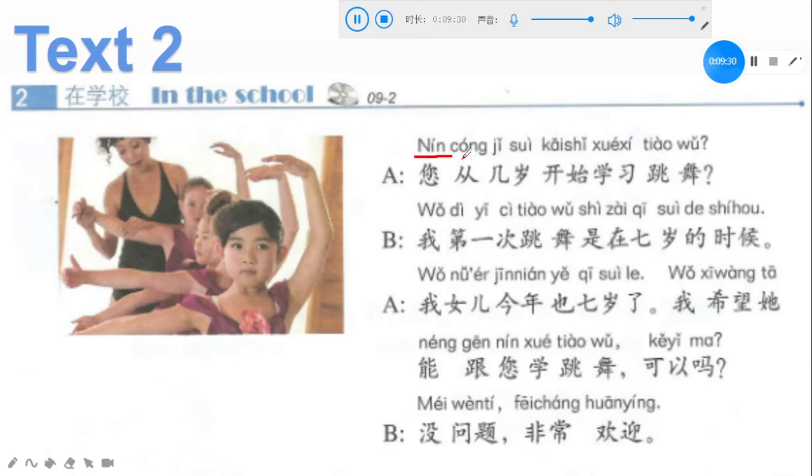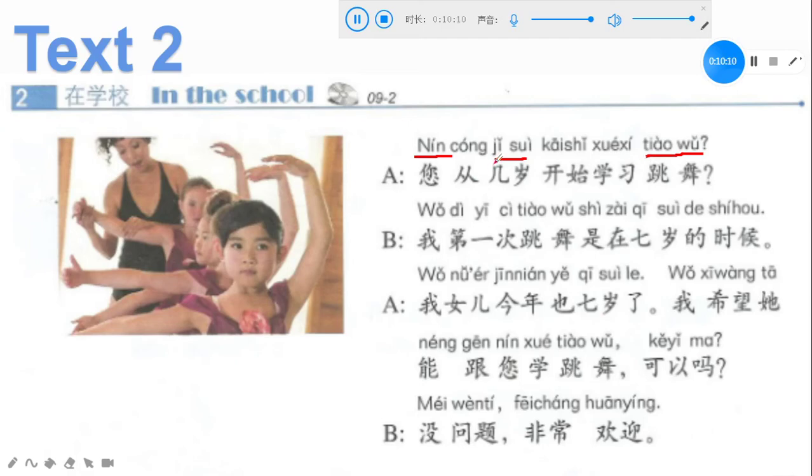从几岁, 从 is today's new word, which is from. 几岁, remember this phrase? It means how old. So you from how old? 开始 start. 学习 to learn. 跳舞, today's new word, means dance. So the direct translation of the first sentence is you from how old start learn dance. And I think the proper English translation would be, when did you start to learn dancing?